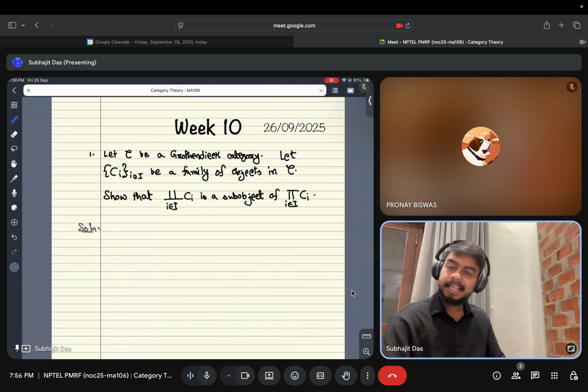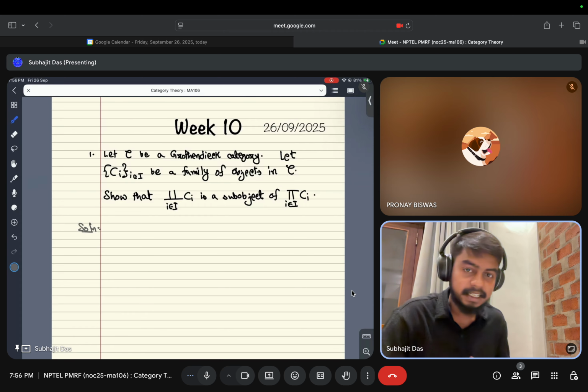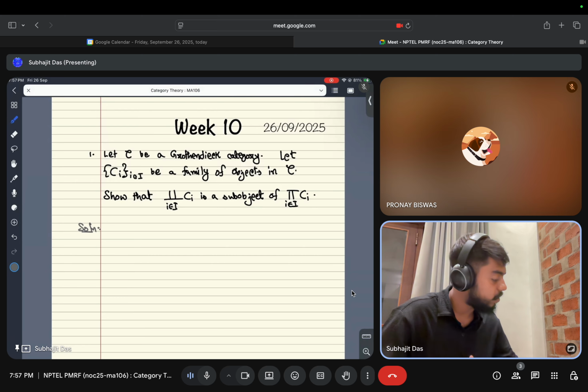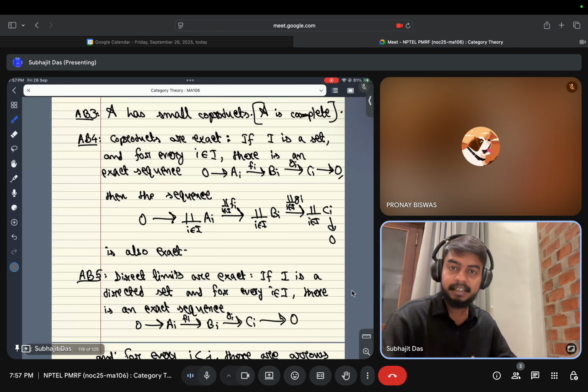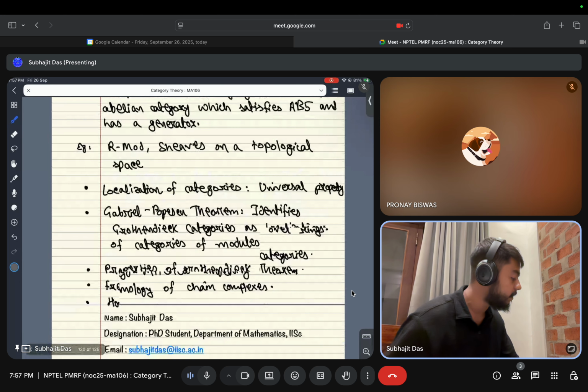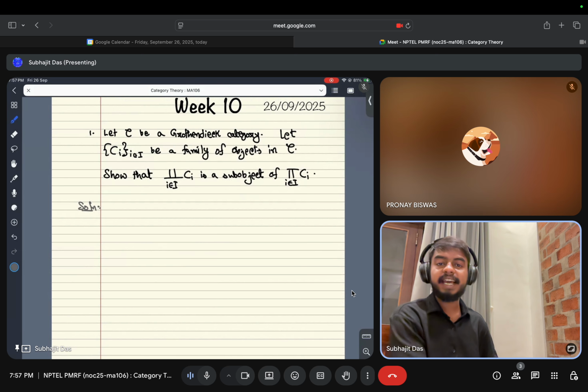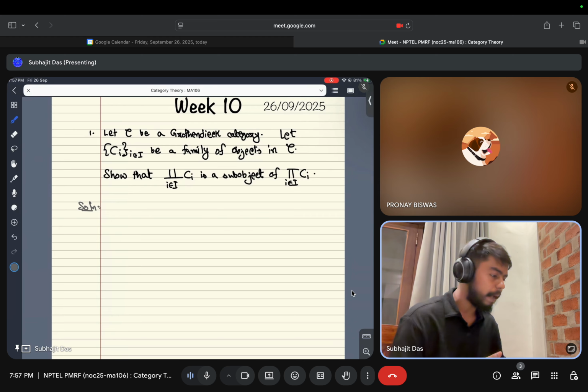The result here is not that important, but the idea that I want to convey is really important. There's a trick in this, and that is what is related to our AB1, AB3, AB4, AB5. We'll come to this. Let's quickly give a small argument about this. How do you show that the coproduct of Ci is a subobject of the product of Ci? First of all, what we need to come up with is a map from the coproduct of Ci to the product of Ci. So what map should we take?